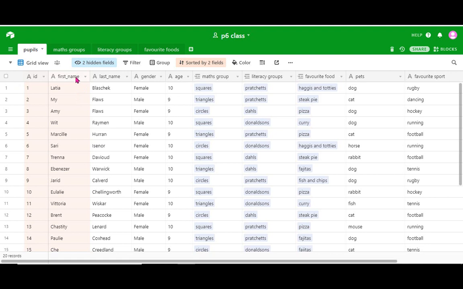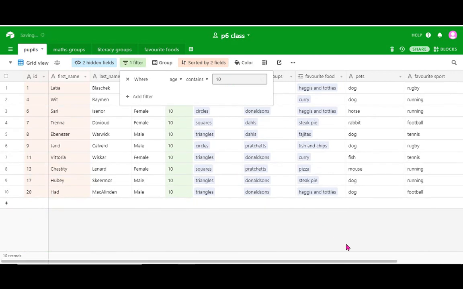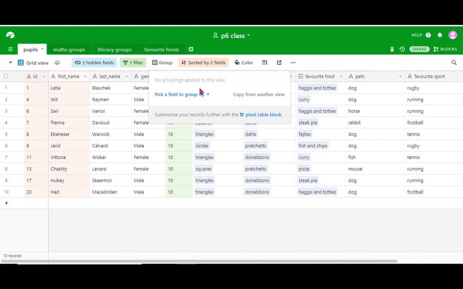So I've got the fields here, so I've got the names of the learners, their gender, their age, their maths group, the literacy group, favourite food, pets and sport. And some of the tools I can use here are, I can filter it. So if I only want to look at learners who are perhaps 10, I can filter that down to only show me the learners who are 10 years old in the class, so that's half the class, and I could then group them by their maths group perhaps.